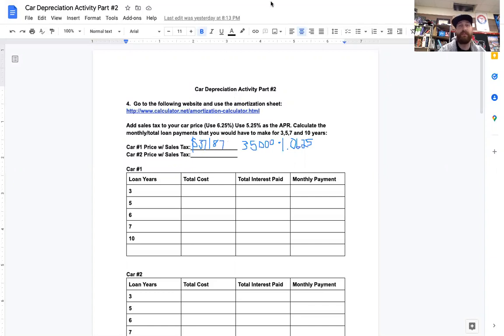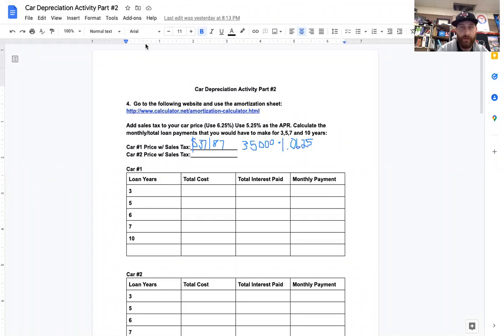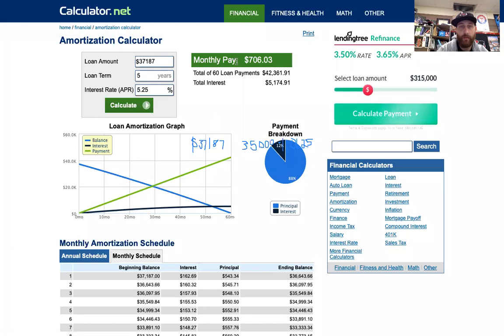So what I would do is, like I said, we'd go to this website, and I've already got it set up. You go to this website. I'm going to leave that there because I'm going to need it here in a second. But you go to this website, and then you would type in all the information based off of what I told you on the paper. So the loan amount, the term, the interest rate.